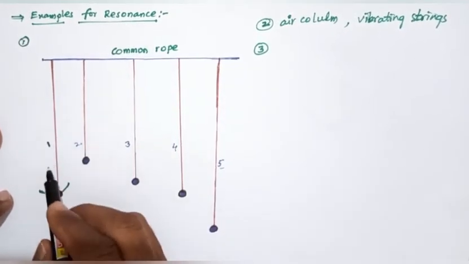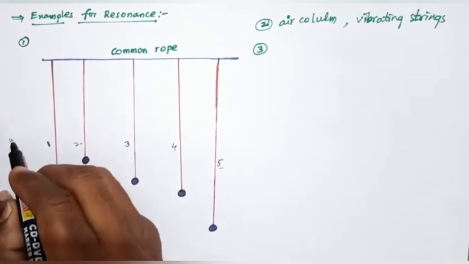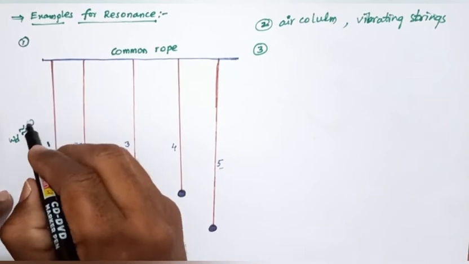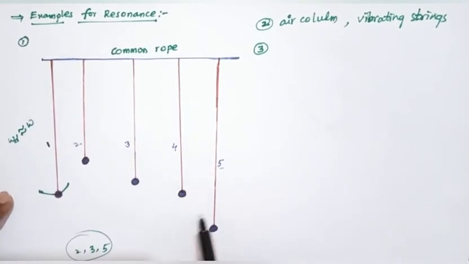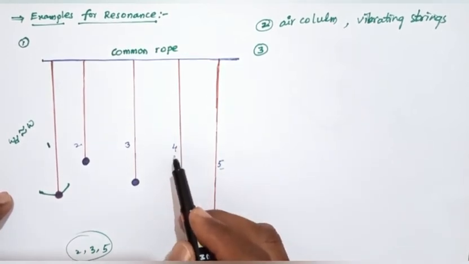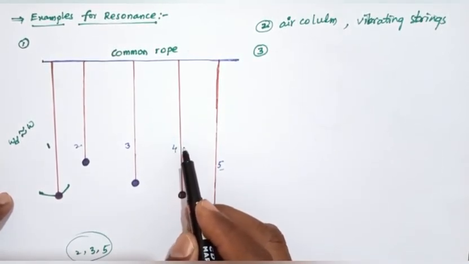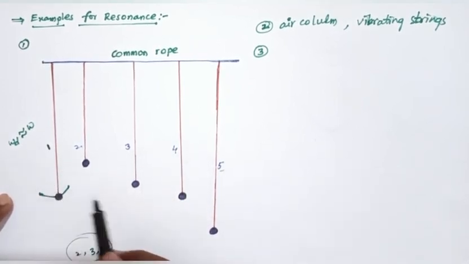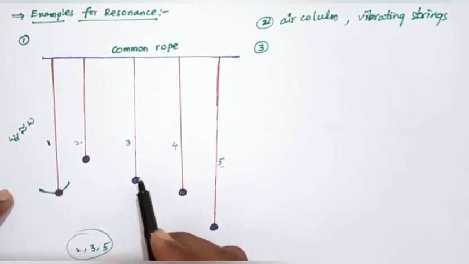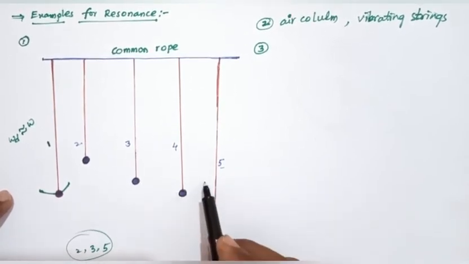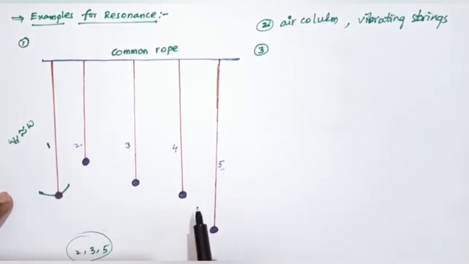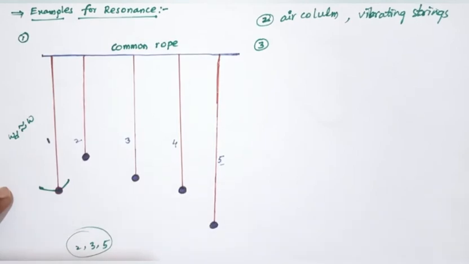Here the driving frequency omega d is close to the natural frequency of the fourth one. The fourth simple pendulum's natural frequency equals the driven frequency, so it oscillates with maximum displacement, an increase of amplitude. This is called resonance.